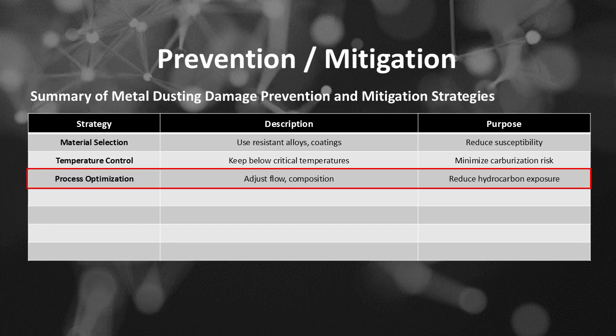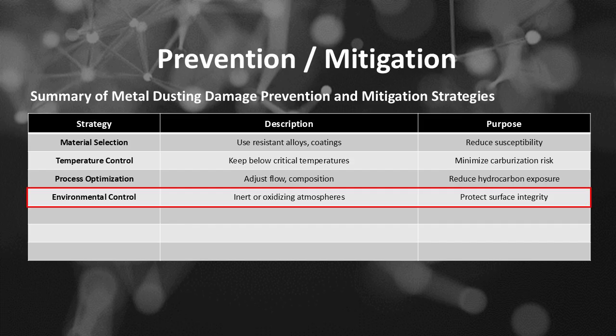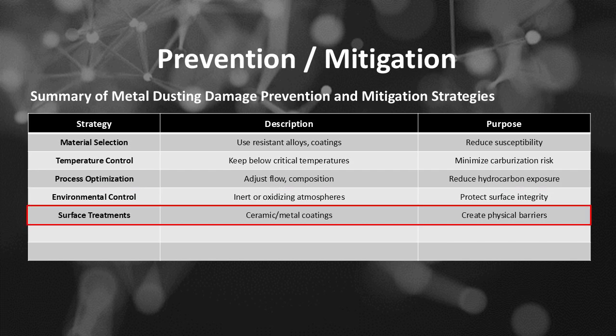If the strategy is process optimization, described as adjust flow, composition, its purpose is to reduce hydrocarbon exposure. If the strategy is environmental control, described as inert or oxidizing atmospheres, its purpose is to protect surface integrity. If the strategy is surface treatments, described as ceramic or metal coatings, its purpose is to create physical barriers.